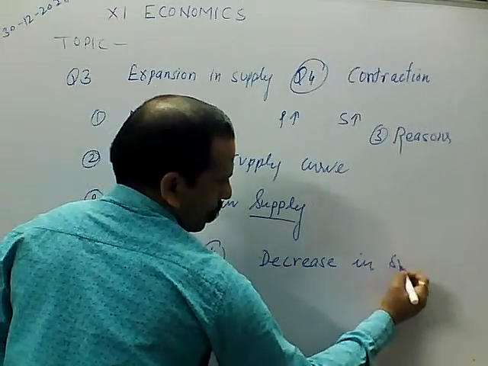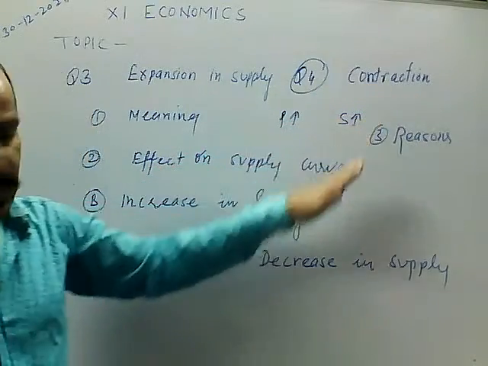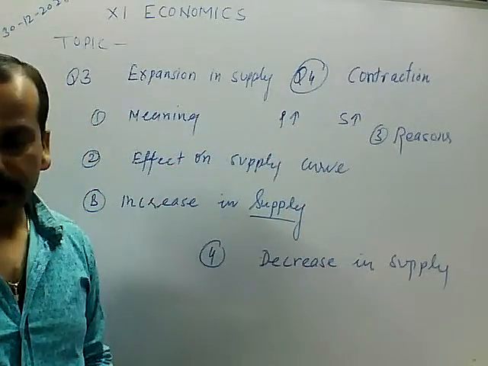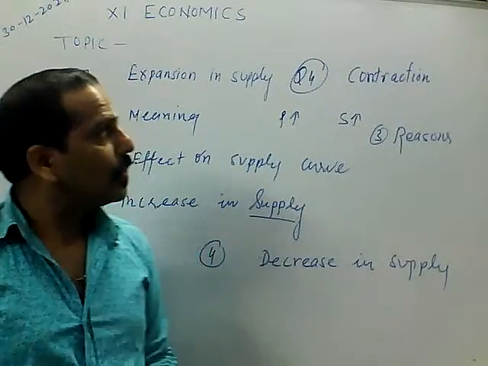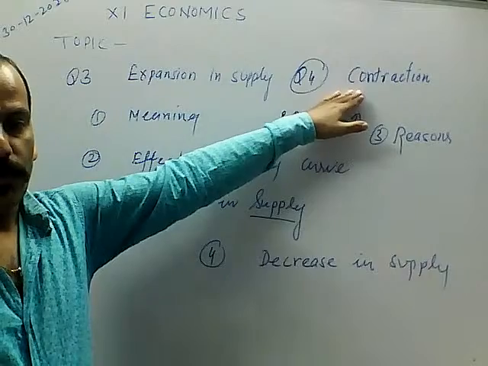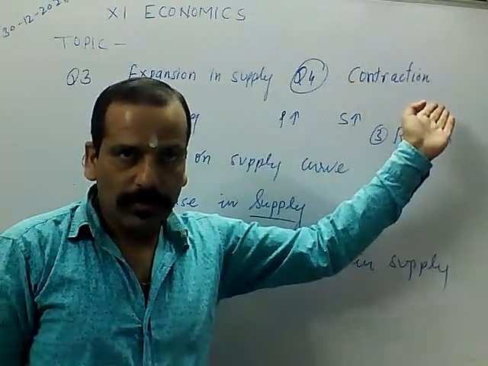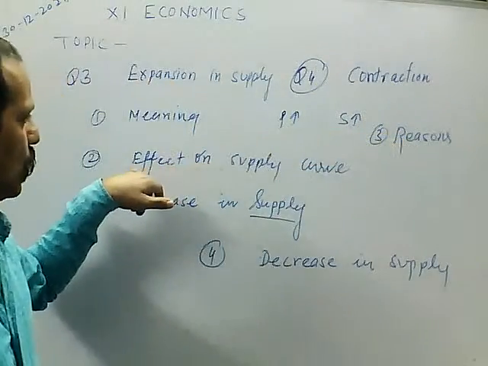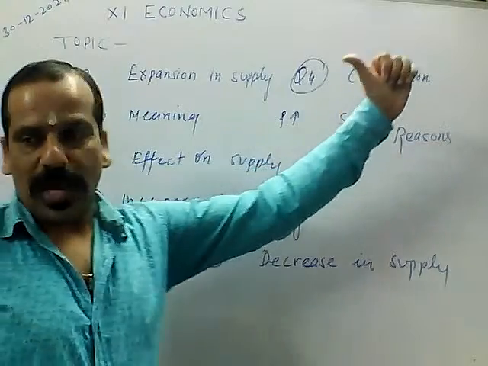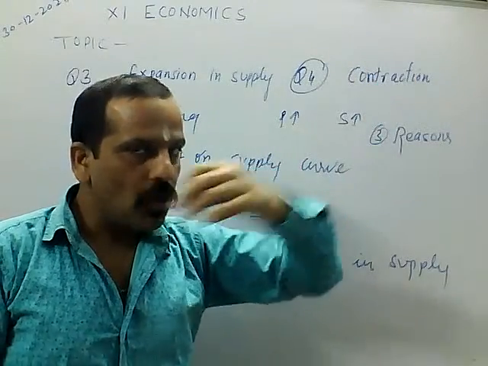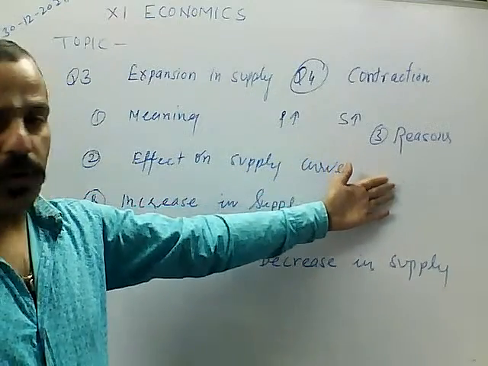What is the difference between contraction in supply and decrease in supply? Got it? Contraction in supply is when the quantity supplied decreases due to a fall in the price of the commodity. And what about the effect on the supply curve? The supply curve moves downward. And the reason is the fall in the price.